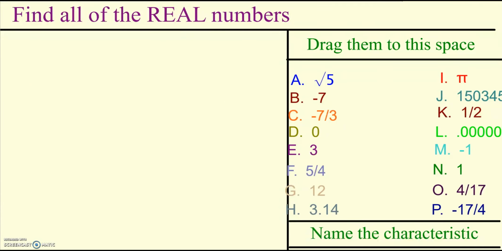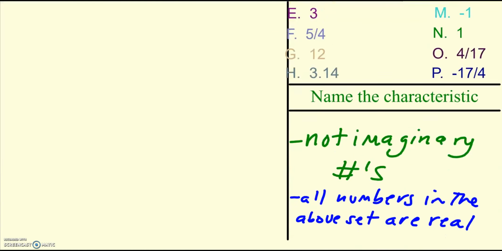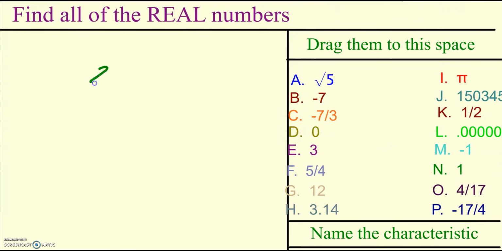The last type of number is a real number, and I've already written the definition for this as well. A real number is really anything that's not an imaginary number. And everything we've talked about so far is considered a real number. So I wrote that all numbers in the above set are real. To remind you what an imaginary number looks like, it's something with an i, like 2i. You might remember doing the quadratic formula and getting something with imaginary numbers. So really, anything with an i next to it is the only thing that's not considered real.